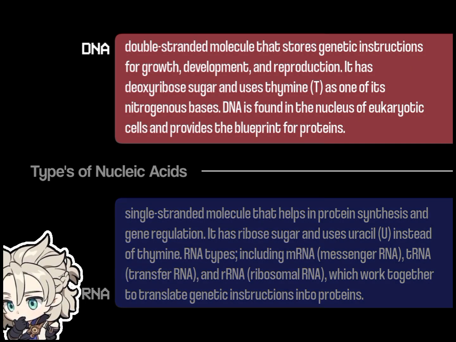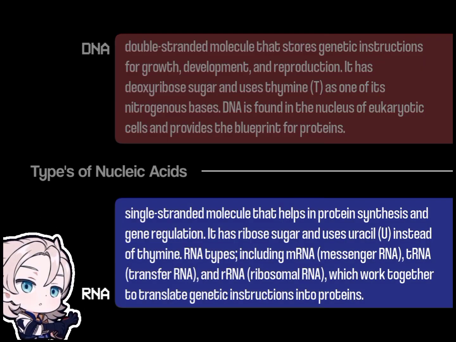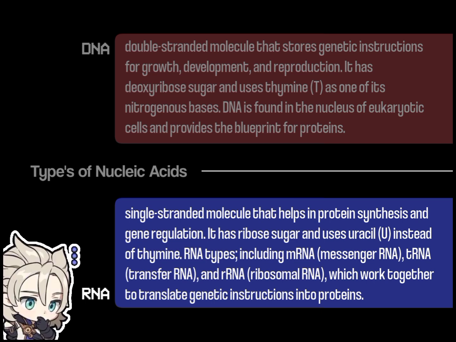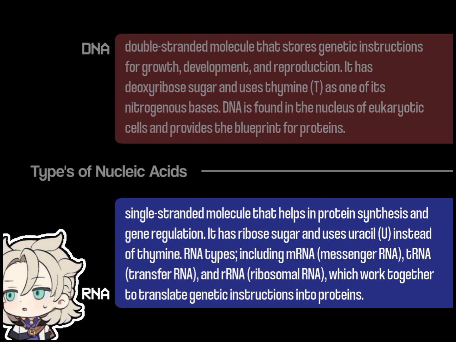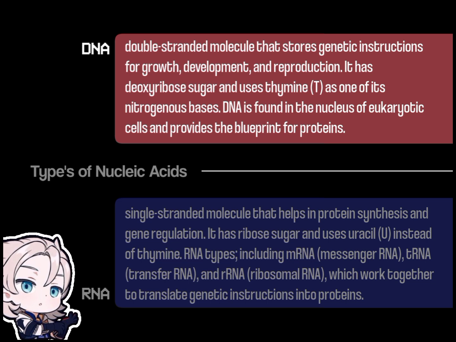DNA has deoxyribose sugar and uses thymine as one of its nitrogenous bases. On the other hand, RNA has ribose sugar and uses uracil instead of thymine. RNA comes in different types, including mRNA, tRNA, and rRNA, which work together to translate genetic instructions into proteins. And DNA is found in the nucleus of eukaryotic cells and provides the blueprint for proteins.